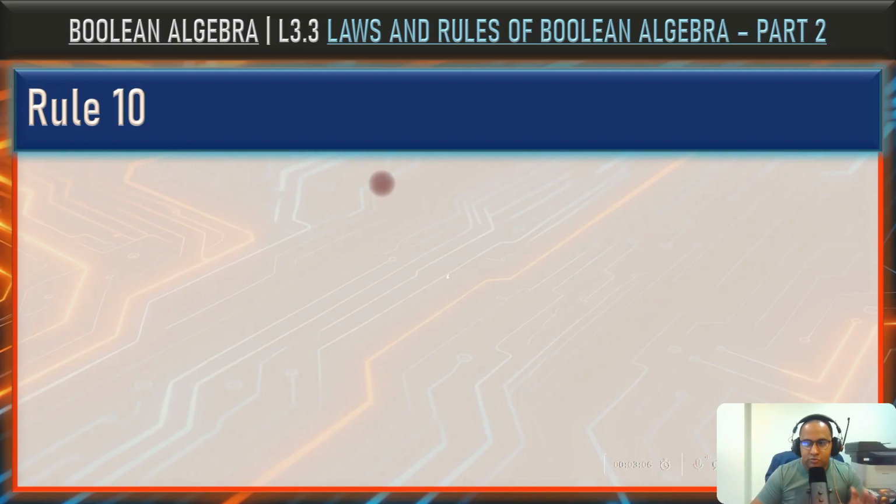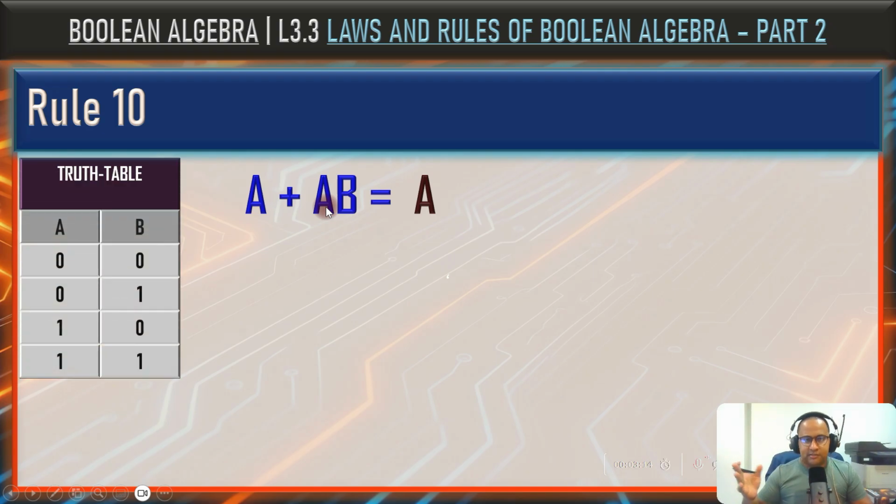This rule introduces a very important idea: how a variable behaves when it appears both alone and multiplied by another variable. At first glance, these expressions may look a bit unintuitive, but don't worry, we're going to break it down step by step. Our goal here is to prove that the expression A plus A times B is equivalent to A. And to do that, we'll apply only the Boolean laws and rules which we studied so far. No shortcuts, no truth tables yet.